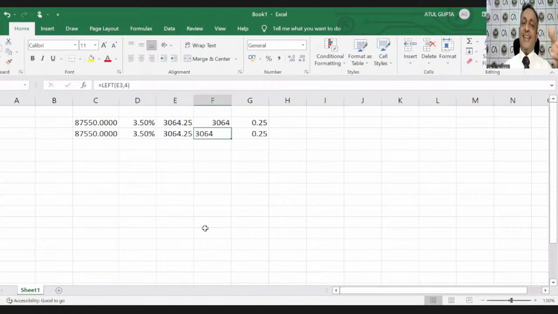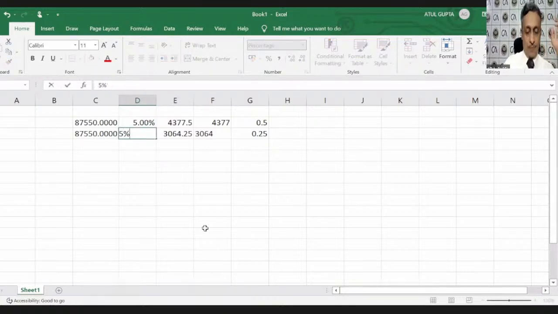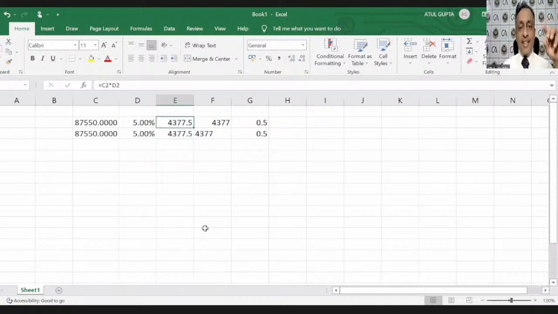Now let me define the techniques. Round down is where you round down a value to its lower integer. Let me change the rate of interest. I just did 5%. So this gives 4377.5, and round down gives 4377.5. Same in salami. So basically the money taken away may be the same, but the logic is different. That is round down and salami.